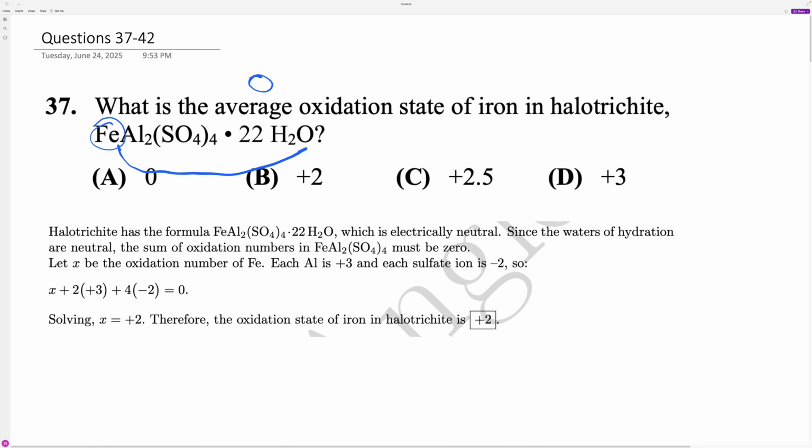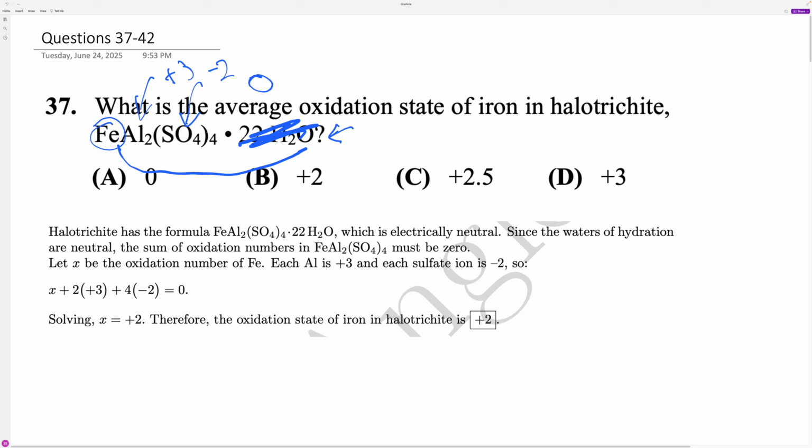Like I said, neutral molecules are going to have oxidation states of 0, and H2O is neutral, it's uncharged. So we can essentially ignore this 22H2O since it's going to contribute 22 times 0 to the oxidation state, which of course is 0. Another thing to note is that ions are always going to have an oxidation state equal to the charge of the ion. So for polyatomic ions, sulfate has a 2- charge, so it's going to have -2 as its oxidation state. And for aluminum, it's always going to be +3.